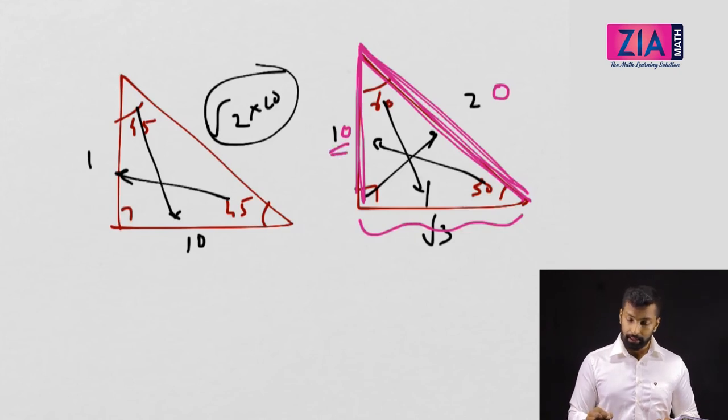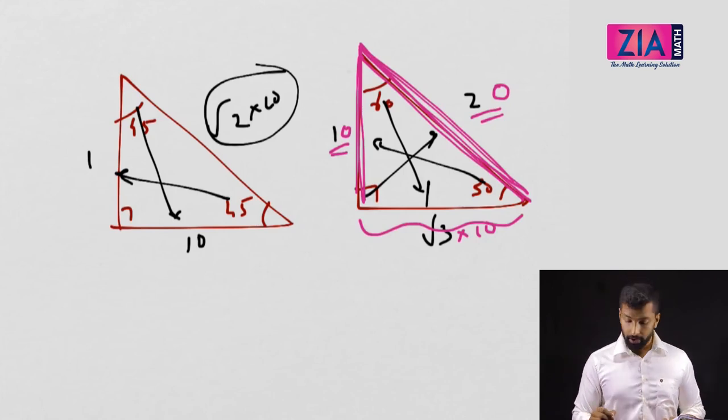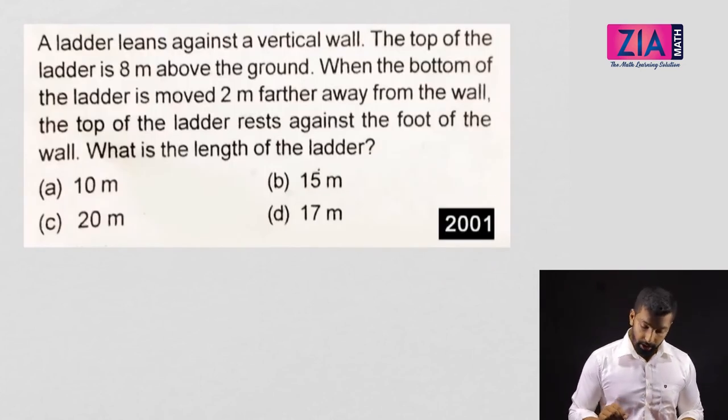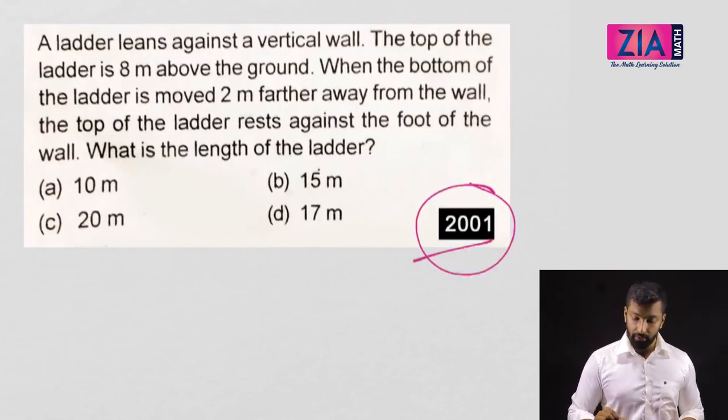So if this is 10 and this is 20, then we know this is going to be 10 root 3. Just like that you can find. If you know the ratio, this is going to be very easy for you. Just think of this question. Take a moment and think of it. What is the answer? It was asked in 2001.